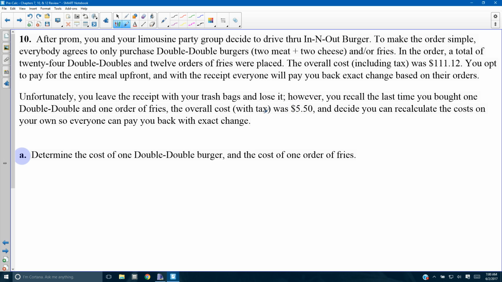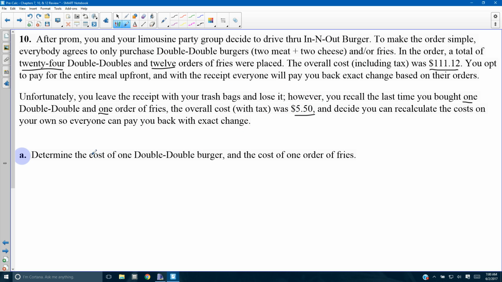You recall the last time you bought one double and 1 order of fries. The overall cost was $5.50 with tax. And you decide that based on this information, so you remember this number and these numbers here, and you know this set here, you can recalculate the costs on your own so everyone can pay you back with exact change. Determine the cost of just 1 double and the cost of 1 order of fries, just separately, not the total $5.50.